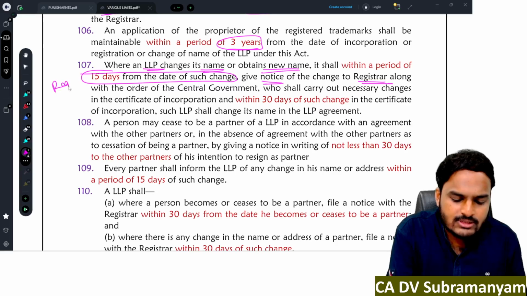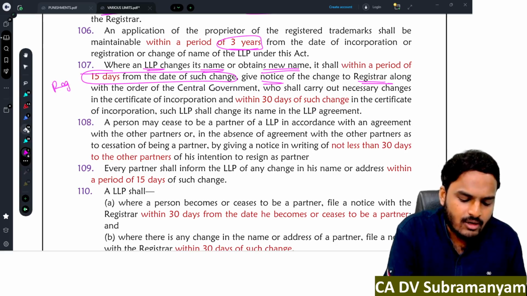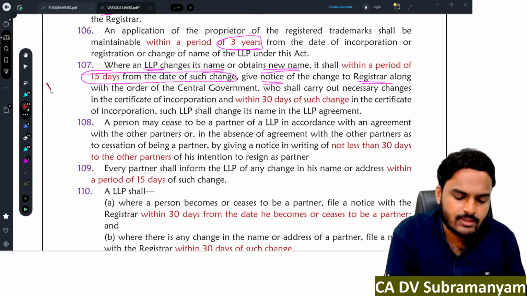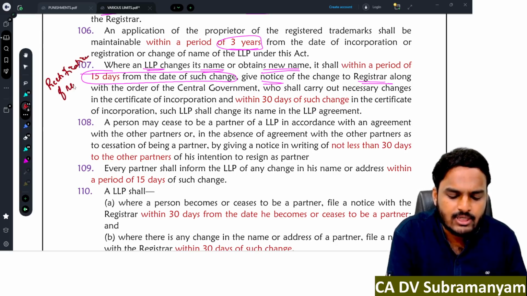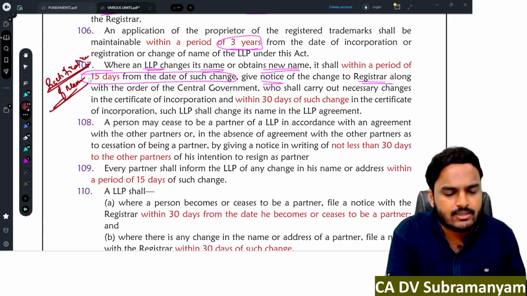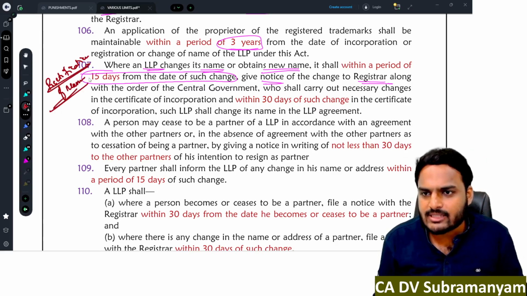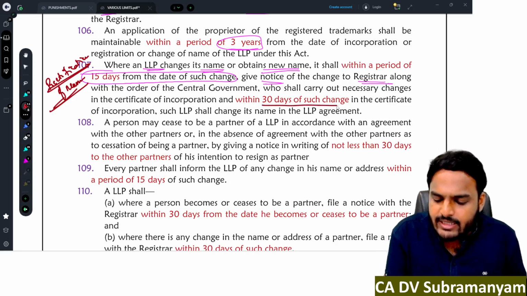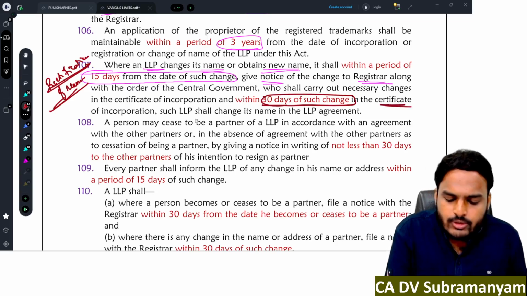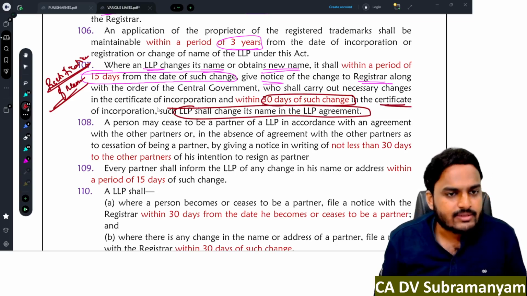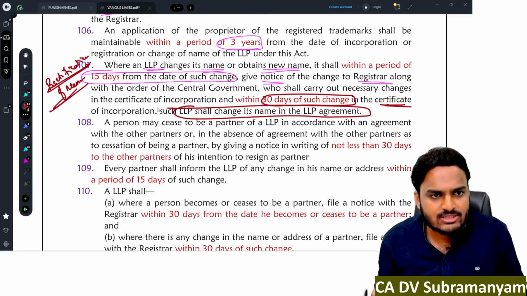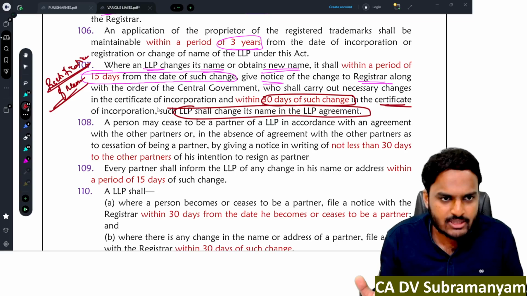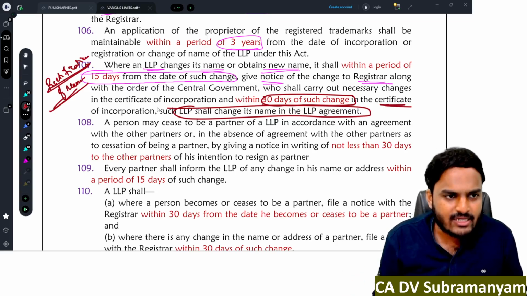This is all about rectification of name. Already discussed with you in companies chapter, in incorporation of company chapter. So rectification of name, same time limits. There is no change in time limit. There also you can see 15 days time limit. Here also 15 days time limit is there. Understood? But additional time limit is, within 30 days of change, you need to amend the LLP agreement. Nothing but LLP deed, partnership deed. You will find partnership deed in case of general partnership firms. Here it is LLP agreement.